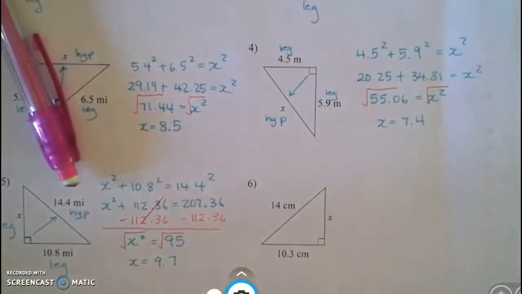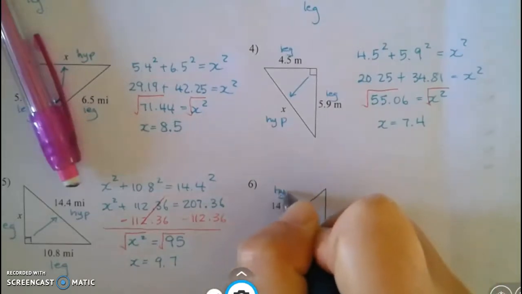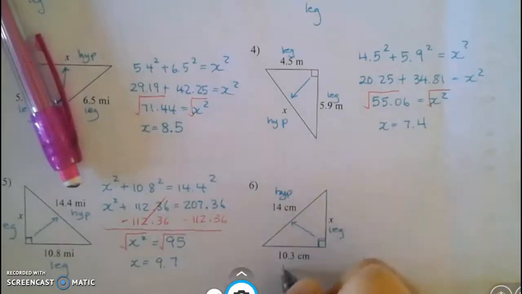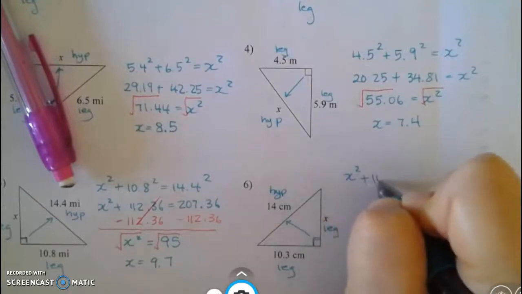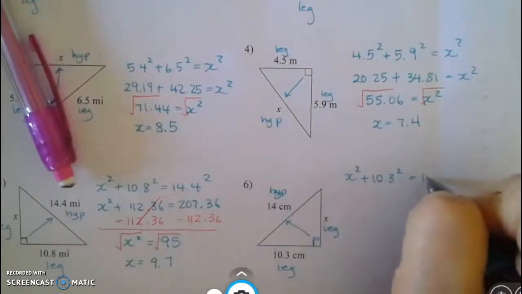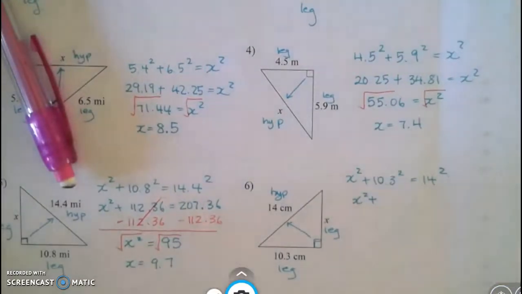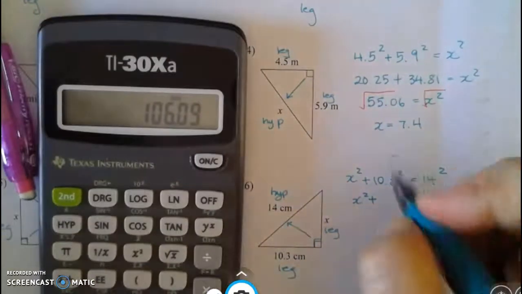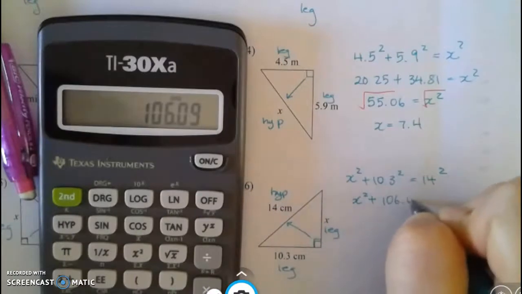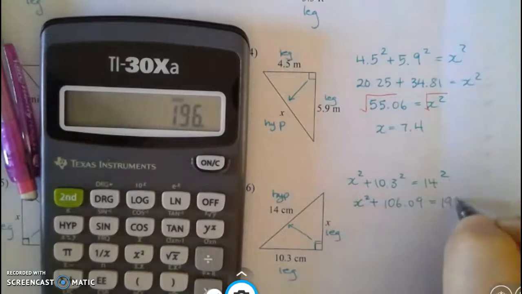Okay? Alright, same thing here. Identify your hypotenuse. Here is my right angle. That means 14 is my hypotenuse. And here's my leg. And here's my other leg. So that becomes x squared plus 10.3 squared is equal to 14 squared. I can't deal with x squared yet. What is 10.3 squared? It is 106.09, and that is equal to 14 squared, which is 196.